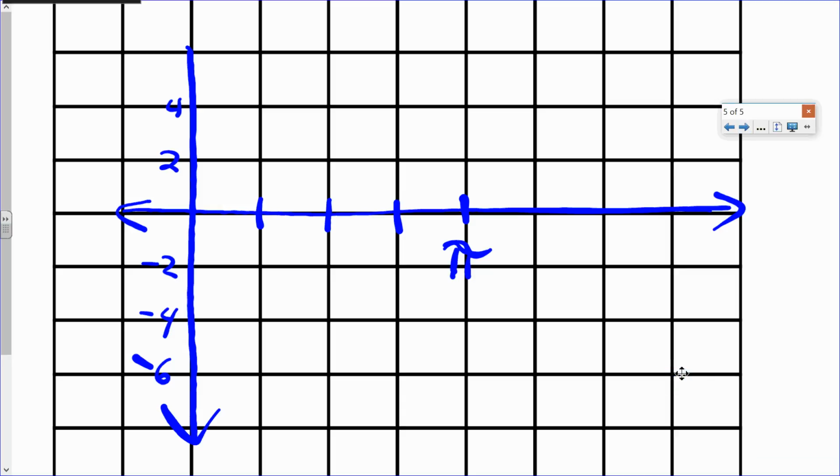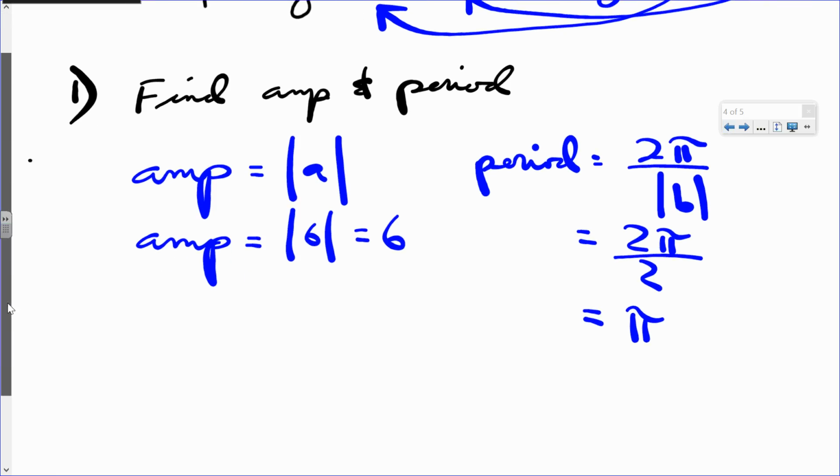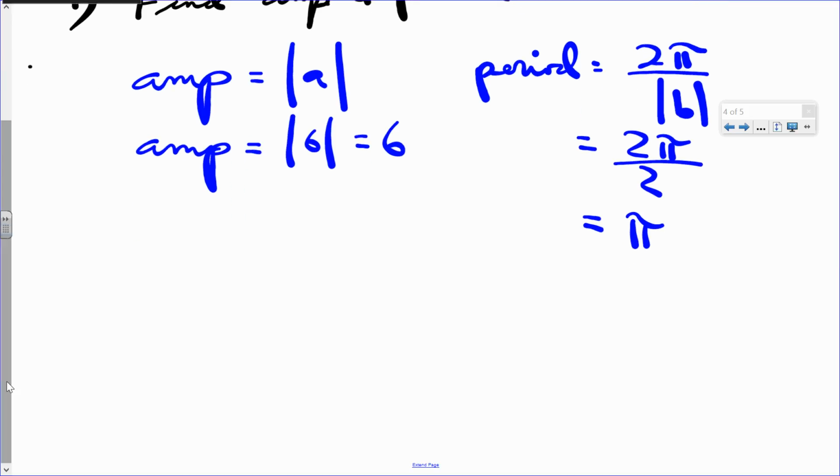Questions so far? All right, we got our amplitude, we got our period, and now what are we going to find? You remember from 2 days ago? The x-intercepts. In other words, we're going to find our 5 key points on this handout. The guide is right here, and it's just a matter of plugging and chugging into this guide.